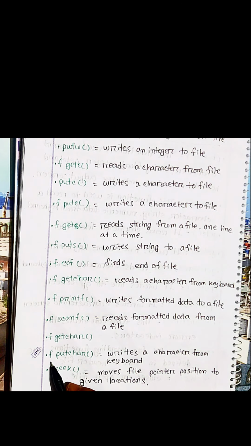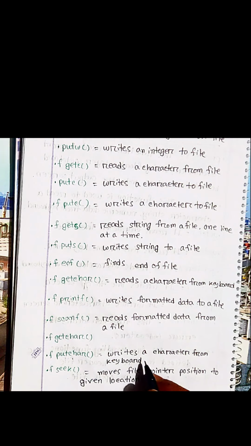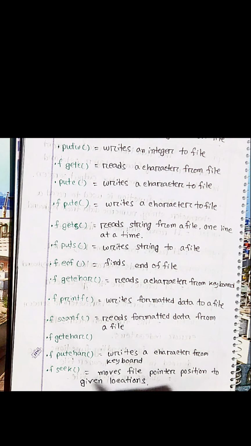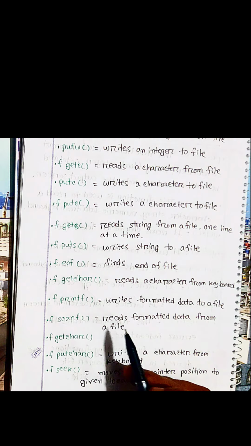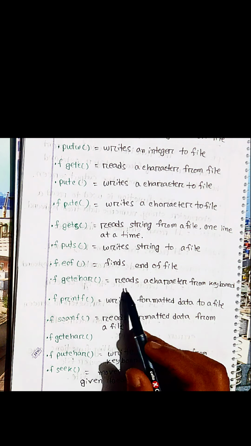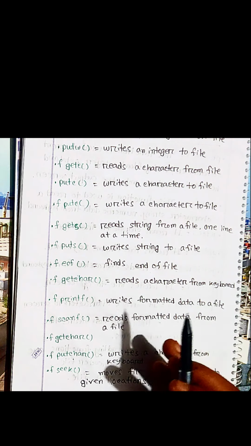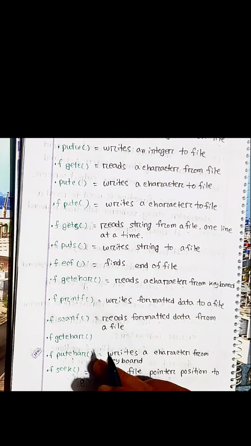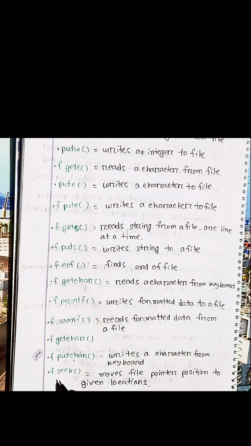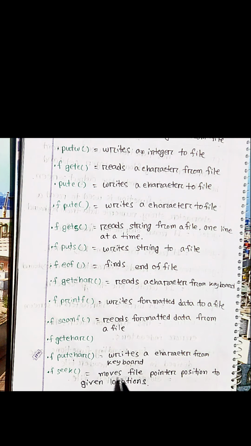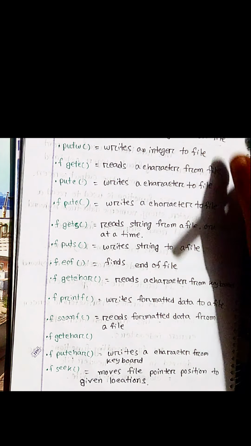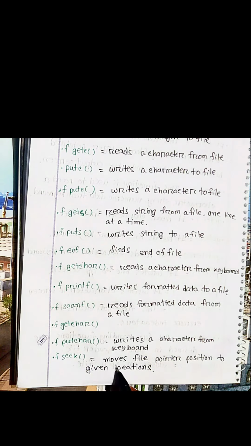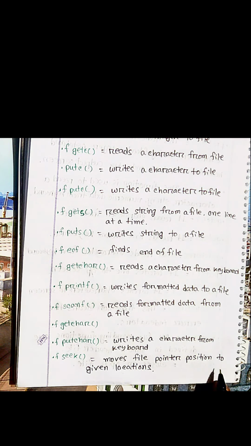Okay, let's come here. Putchar writes a character from keyboard. It will write a character from keyboard like this one. It will read a character from keyboard, whichever one you press, and it will write that one. fputc, getchar and putchar, they are similar. Like fseek moves file pointer position to given locations. I hope you are seeing this. It moves file pointer position to given location.